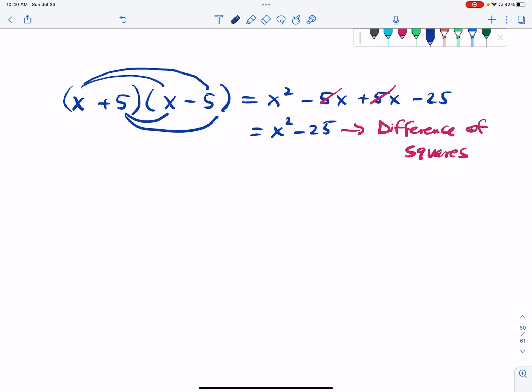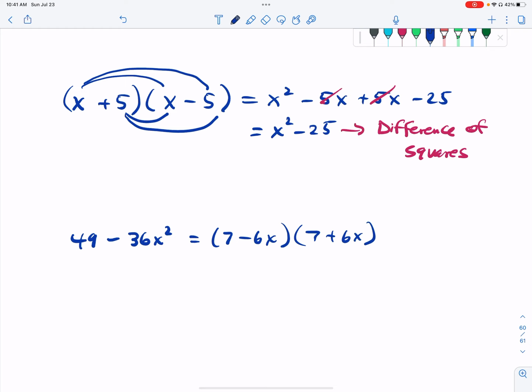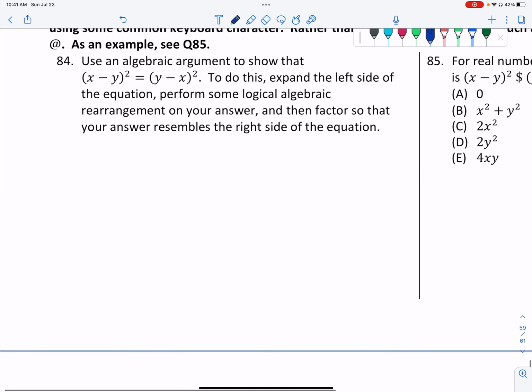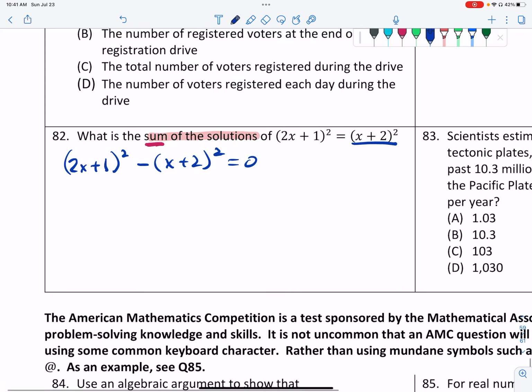So here's another little example for you. Let's say that I had something like 49 minus 36x squared. Both of these things are perfect squares, and I'm taking the difference between them. So I take the square root of 49, which is 7. Take the square root of 36x squared, which is 6x. Make this one negative and make the other one positive. Doesn't matter which one's which. Totally interchangeable. So you can apply that kind of principle, that technique right here on question 82.